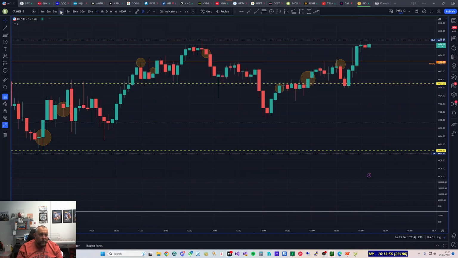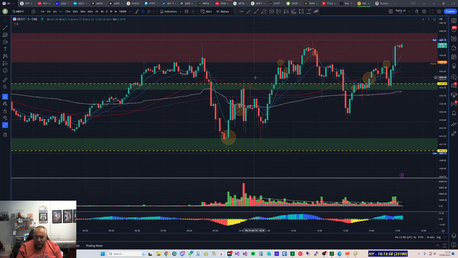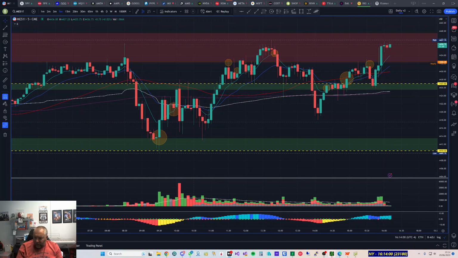So I'm on the 5-minute chart right now, and so let's take a look at my first entry. So today the market opened, was it around about here? And we sold off into this zone 44.10 to 44.12.